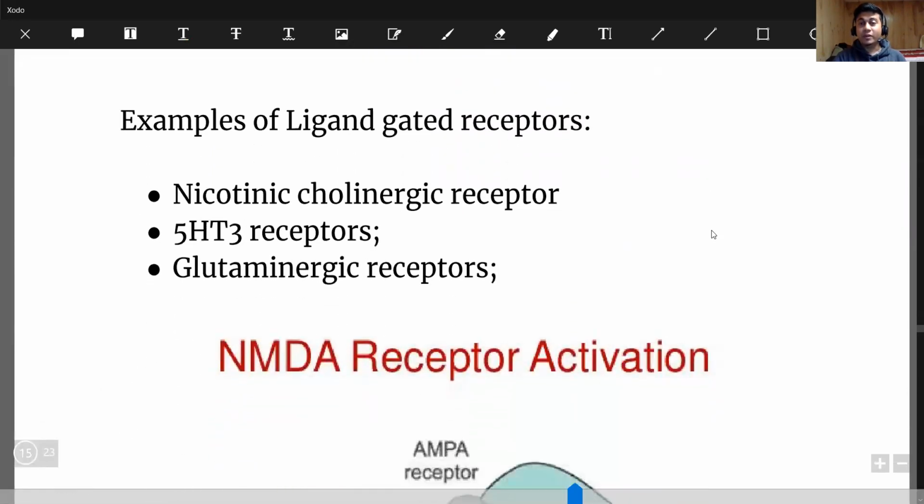Now, what are the examples of ligand-gated receptors? The nicotinic cholinergic receptor is a ligand-gated ion channel receptor. Another ligand-gated receptor is the serotonin 5-HT3, 5-hydroxytryptamine receptor. And there is the glutamatergic receptor, which is another ion channel receptor.